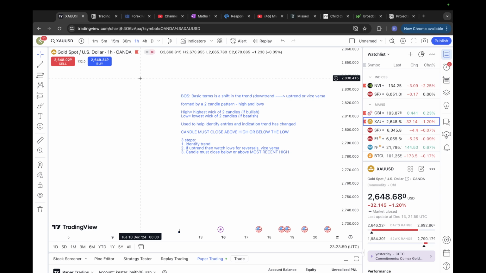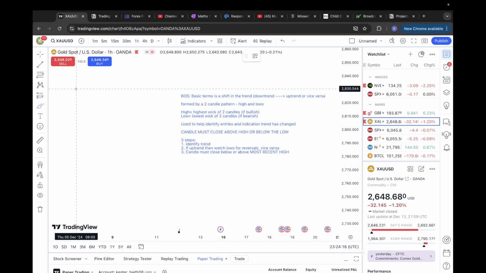Obviously, there'll be a lot of people in the industry that say this is breaker structure, this is breaker structure. I'm going to tell you how I perceive it and how I use it, but you could watch another YouTube video telling you it would be different. This is what I use, and this is what I've found works best for me. It's a two candle pattern, so it's a high and a low.